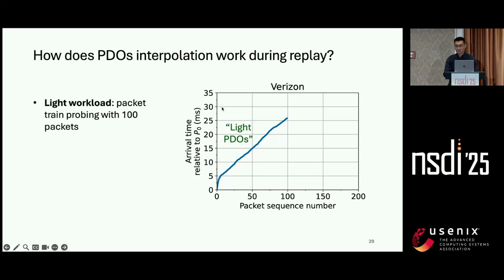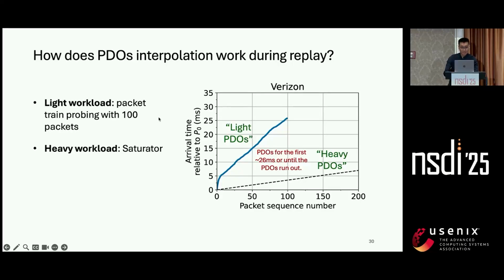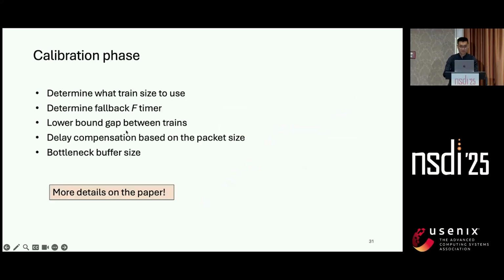So how does PDO interpolation work? Suppose that we use a packet train size of 100 to record the light PDOs. This will be its PDO line. We also record the heavy PDOs as captured by the saturator, and the dotted line here is the heavy PDO line. For the replay, we will use these PDOs for the first 26 milliseconds or until the PDOs run out. Then we will splice into the saturator PDOs for longer packet sequences. And then we'll return to the light PDOs after the queue is empty for F milliseconds.